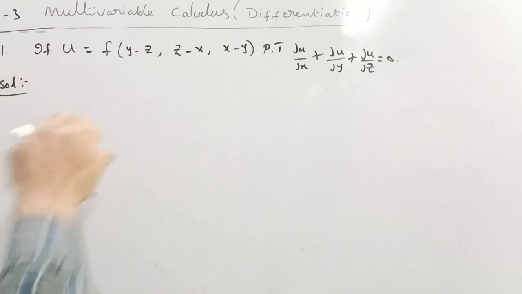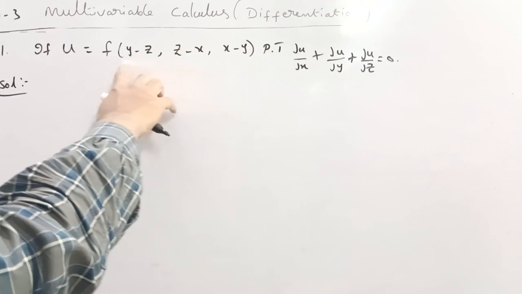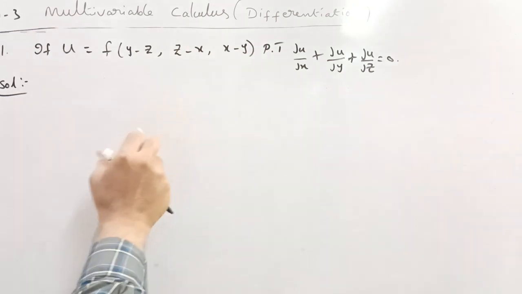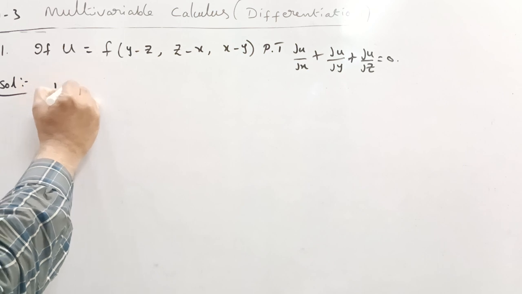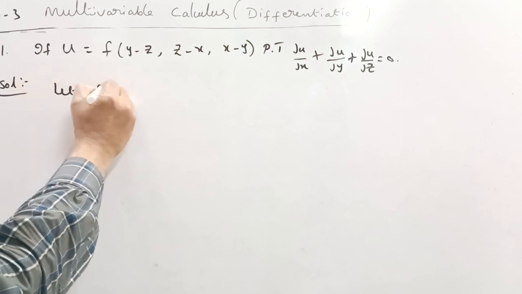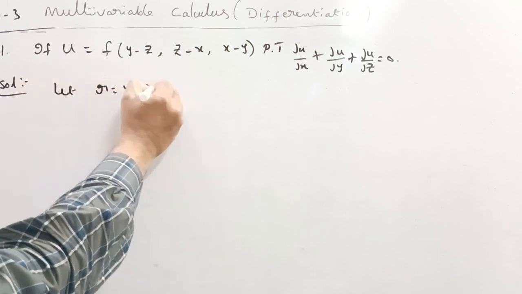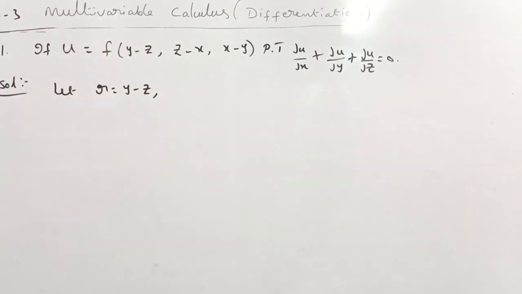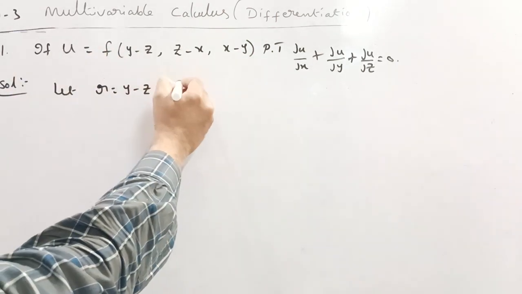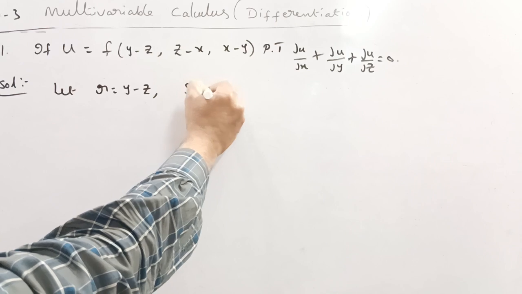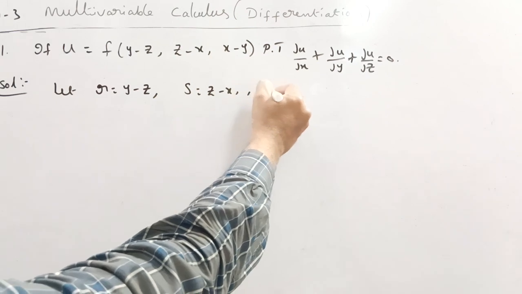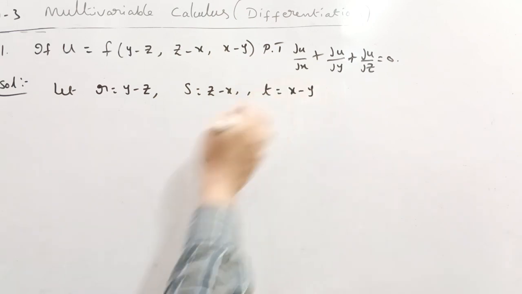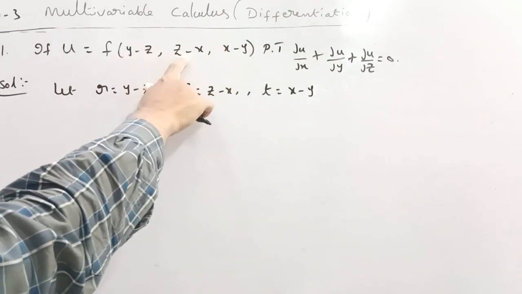First we have to assume that y minus z, z minus x and x minus y are some values. See how to assume here. First let r be equal to y minus z. What I took here is y minus z is equal to r, and s is equal to z minus x. Then t is equal to x minus y. I took these as r, s and t.